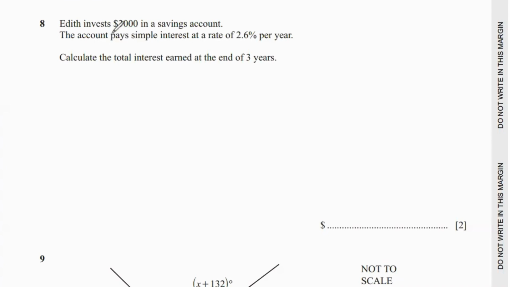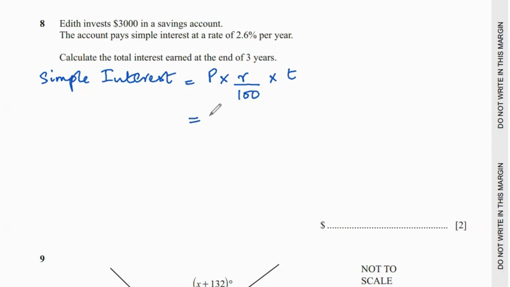Question 8 says, Edith invests $3,000 in a savings account. The account pays simple interest at a rate of 2.6% per year. Calculate the total interest earned at the end of 3 years. So for simple interest, the formula we're going to use over here is principal amount times the rate of interest times the time period for the interest. So P is 3,000, which is the amount that we invested. R is 2.6 over 100, and time period is 3.